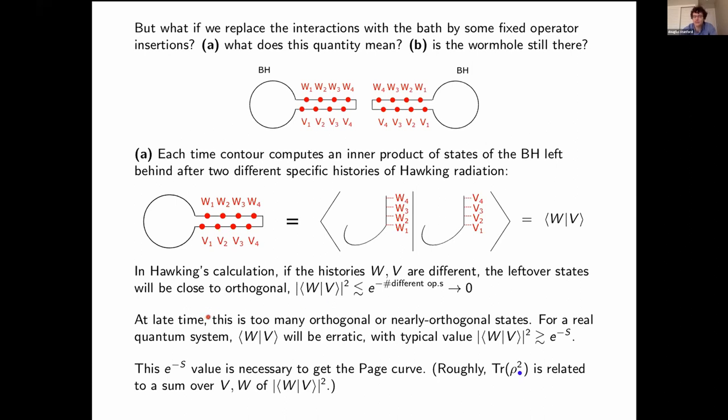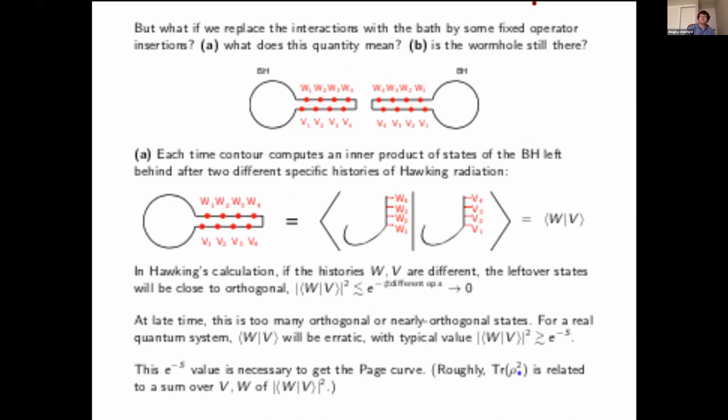At late time though, if we can have lots of different histories of Hawking evaporation, then this is too many orthogonal or nearly orthogonal states. For a real quantum system with finite entropy, inner products between states like this will be sort of erratic. They'll depend on W and V in an erratic way. The typical value will be that the square of this inner product is of order e to the minus S. So it's small but non-zero. And actually this value of e to the minus S is necessary to get the Page curve. Roughly, trace of rho squared is related to a sum over W and V of this quantity, as Jeff explained in a somewhat simpler context in his talk. So the e to the minus S value of this inner product squared is closely related to getting the right answer for the Rényi entropy.